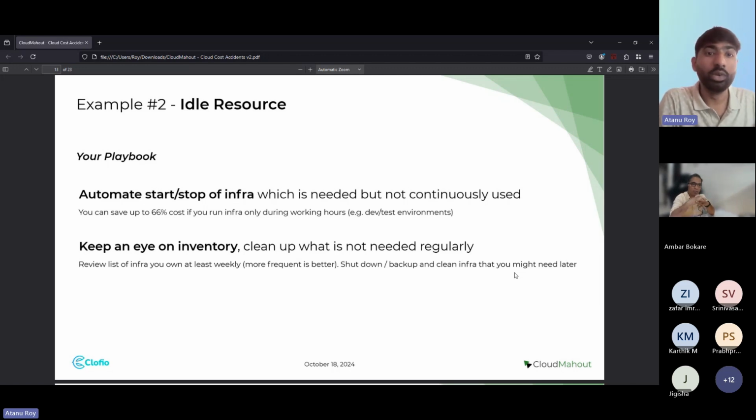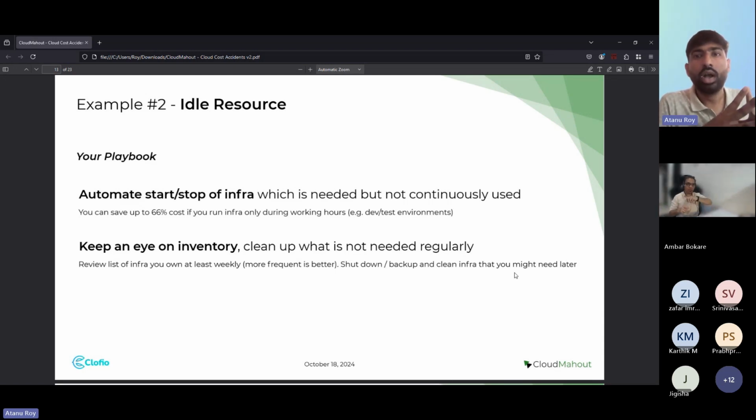And now I'm going to tell you a stat. If you are automating the start and stop of your dev and test infrastructure and you are running them only during the working hours, you can save 66% of your cost. 66%, that's massive, right? So two-thirds of your cost will be saved if you are just running them 8 to 10 hours a day and not over the weekend. So make sure to leverage that, to automate your start and stop.